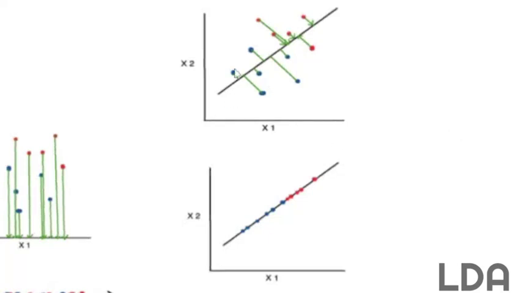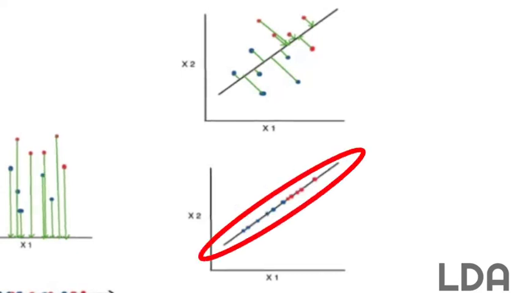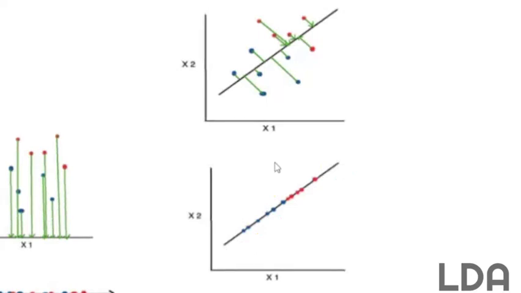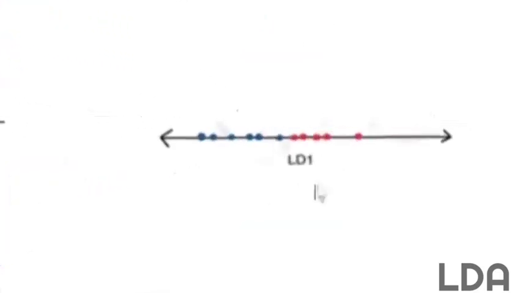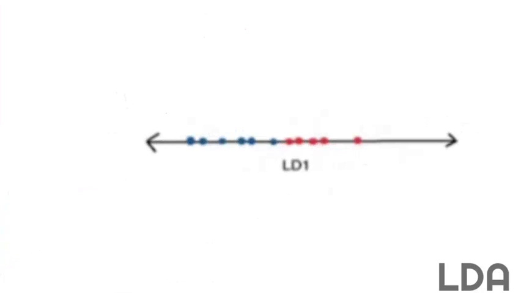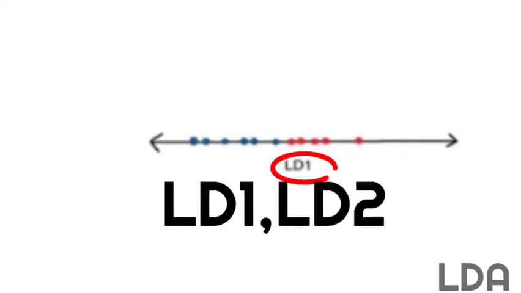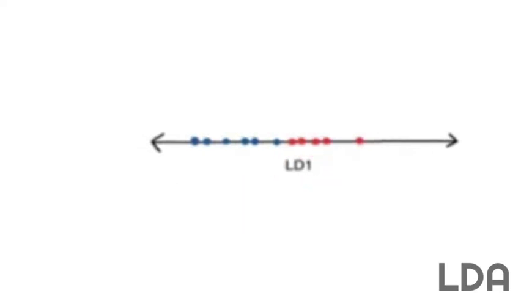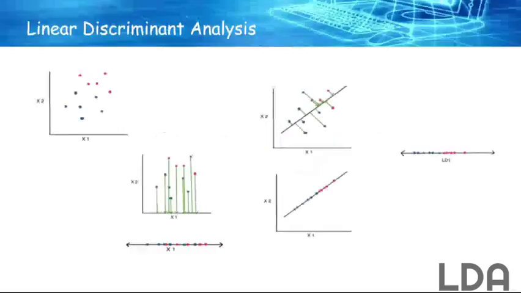After getting this new axis, we project the points down onto the axis, plotting on the axis, and we get something like this. Even though a little information is lost, we still have pretty good accuracy. Similar to how we name components in PCA, like PC1, PC2, here it's LD1, LD2, linear discriminants. This is the practical approach of the LDA model.